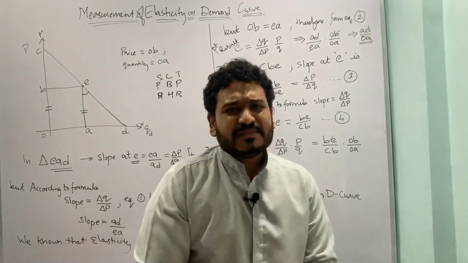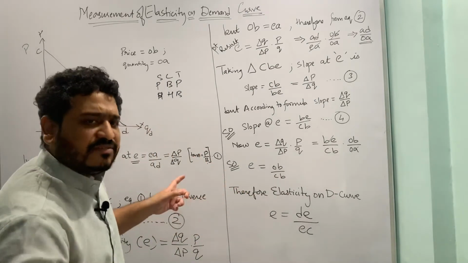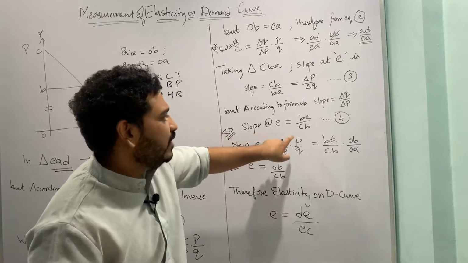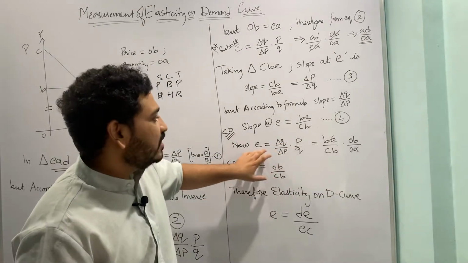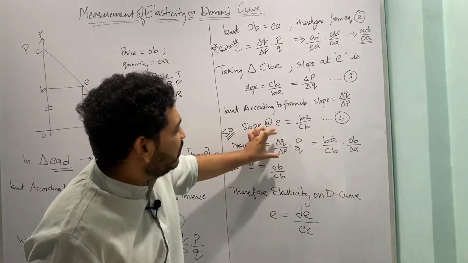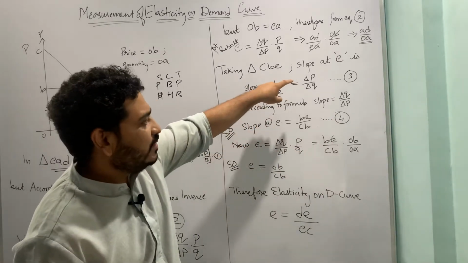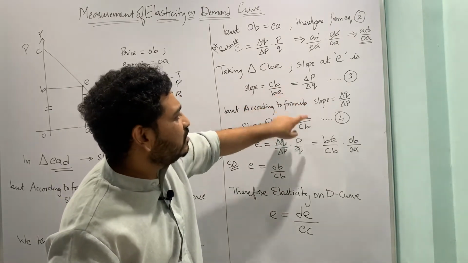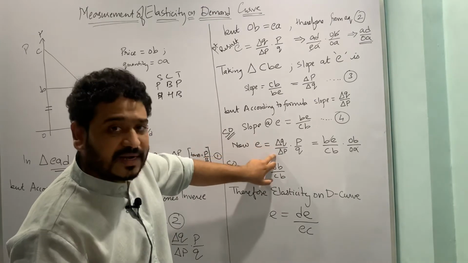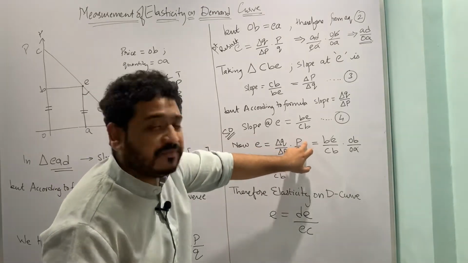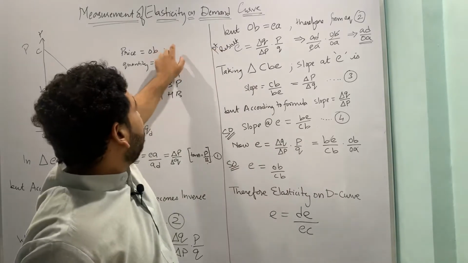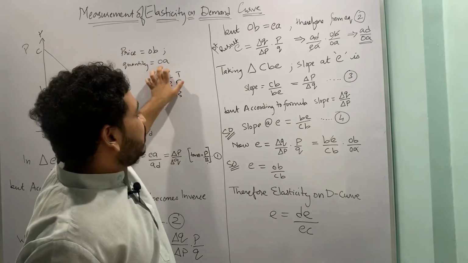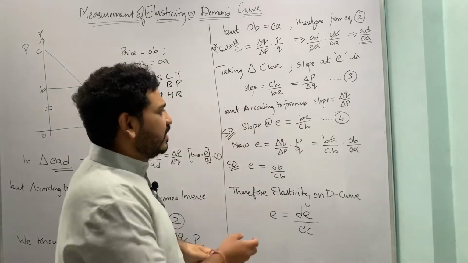Now let us repeat the same step. Let us look at the formula for elasticity. Elasticity is given by delta Q divided by delta P into P by Q. Now let us substitute the values. We know what delta Q and delta P are from equation 3 as well as 4, whichever you take, both give you the values for delta Q divided by delta P. Also we have the values for P and Q from here: the price is OB and the quantity is OA. So let us substitute that in the equation.